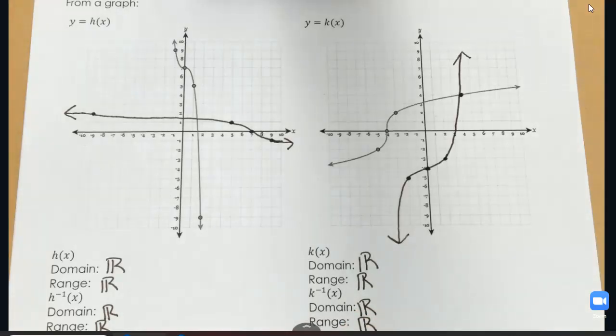So that obviously went much faster because we didn't have to worry about domain restrictions here, but that is our notes for inverses on cubic and cube root.